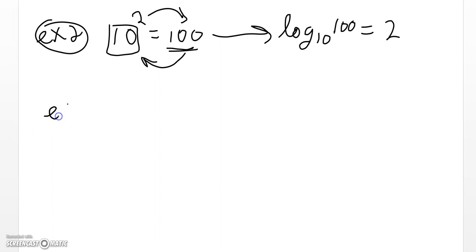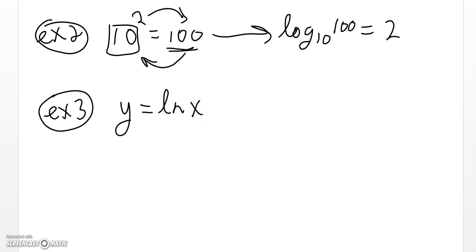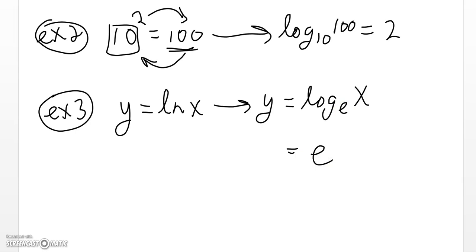And one thing to remember is when you have, say, y equals the natural log of x, the natural log has a base. We just don't write it every time. It would be y equals log base e of x. And so if we want to switch this to exponential form, then the base is e. So just think of that as growing up. And then the y will switch over as the exponent, and the x will go to the other side of the equals.